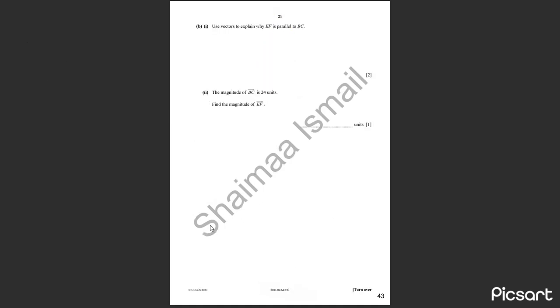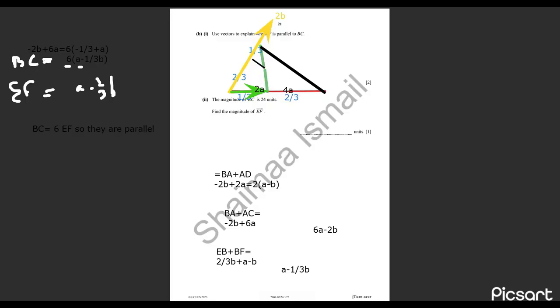The magnitude of BC is 24. Find the magnitude of EF. As we said, the BC is 6 times the EF. So if the magnitude of the BC is 24, the EF will be 24 divided by 6, which equals 4. So I can say here 24 divided by 6 equals 4. And the answer here is 4.